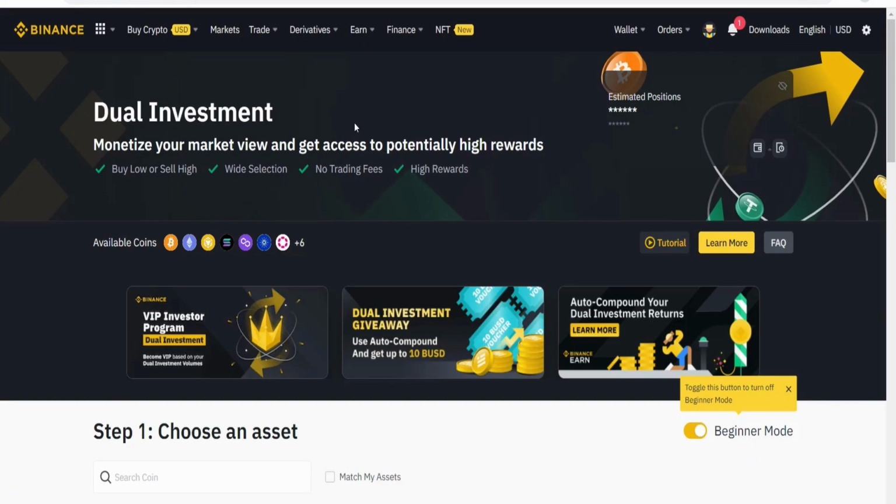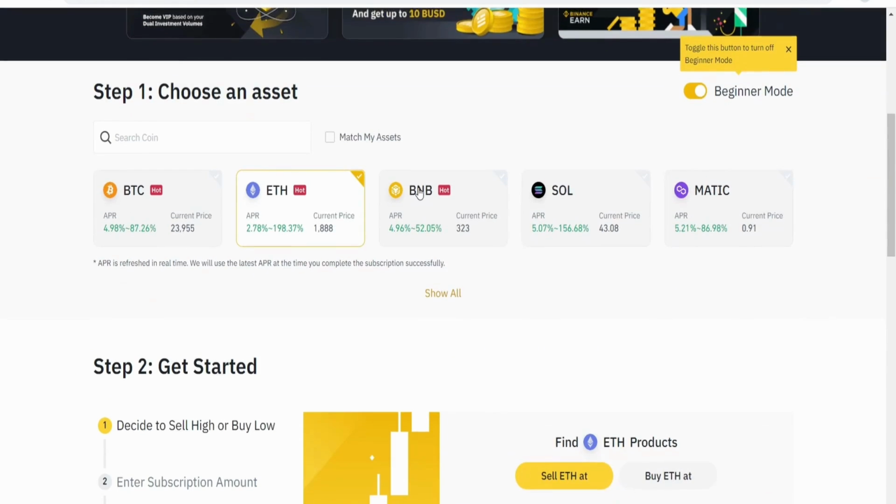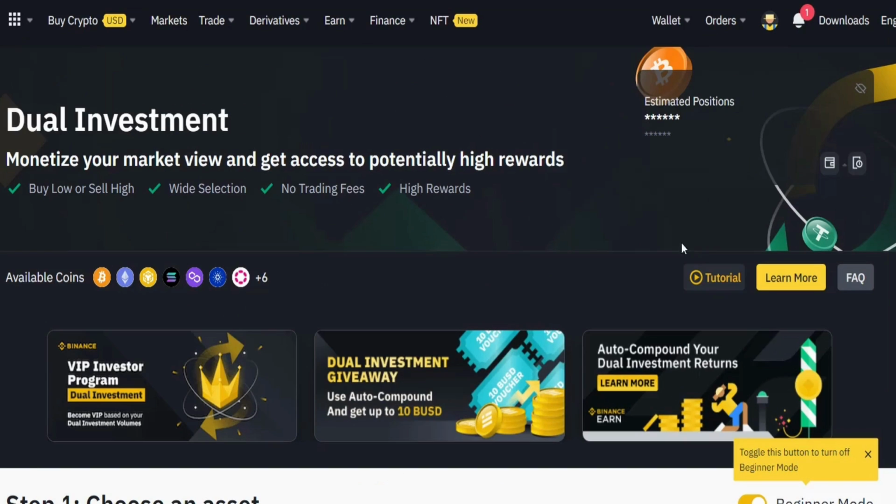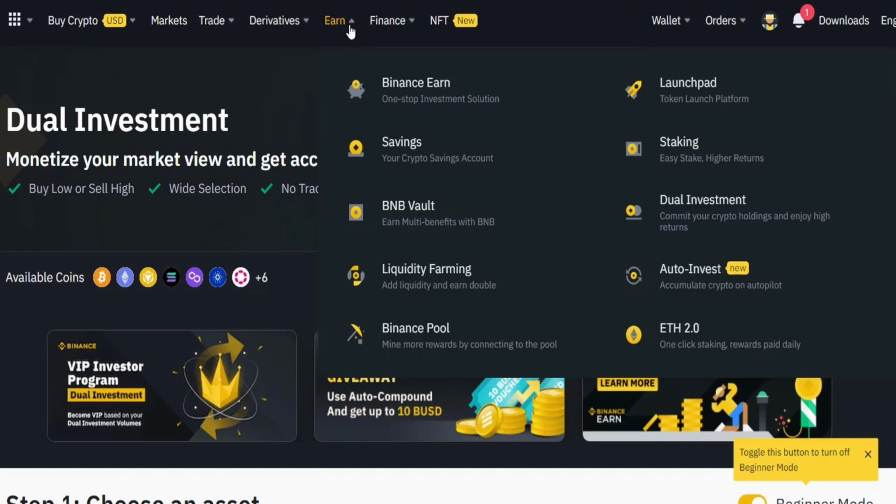So I'm using the desktop. If you're using the mobile app, it's pretty much the same thing, which I'll be showing you. To access Binance Dual Investment, all you have to do is come to where you see Earn. If you're on the mobile app, you will need to go to More and scroll down to where you see Earn, and then go ahead and search for dual investment. This is it. You click on it.